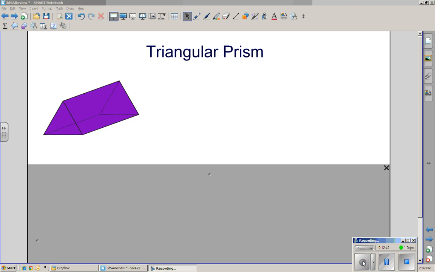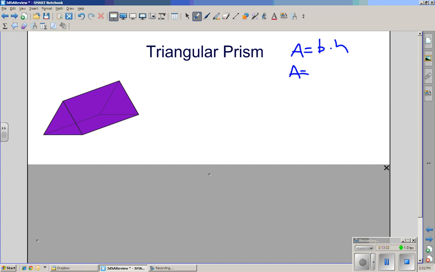The next shape that you'll need to know is the triangular prism. Again, this is a triangular prism because my bases, my front and back, are triangles, and then I have rectangles all around. So the 2 equations you need to know is, of course, when you are finding the area of your rectangles, A equals B times H.